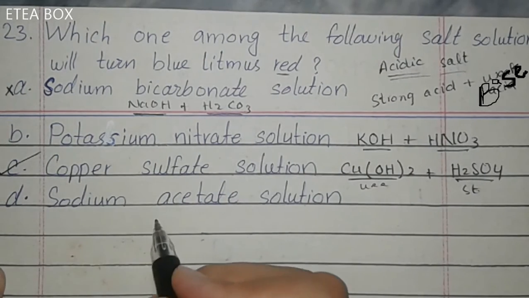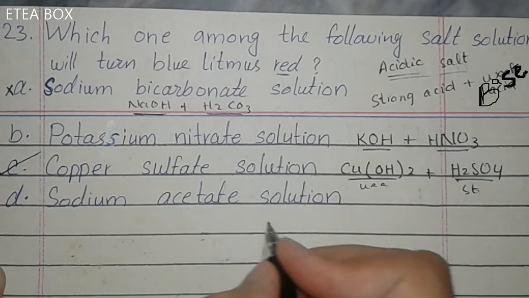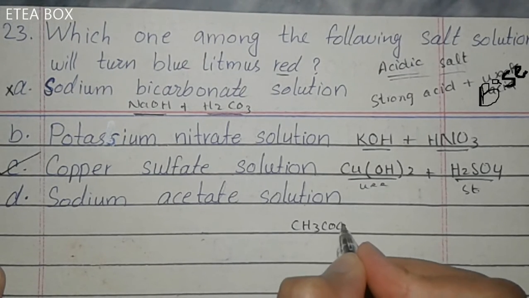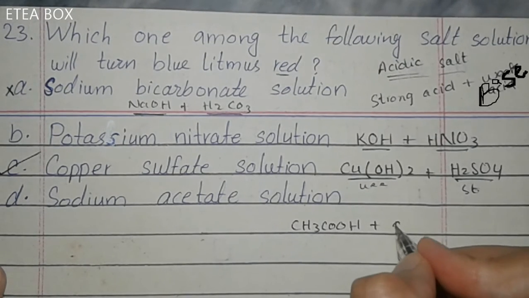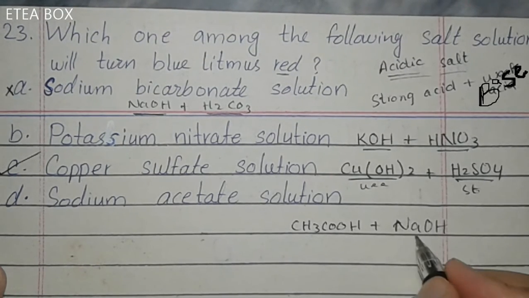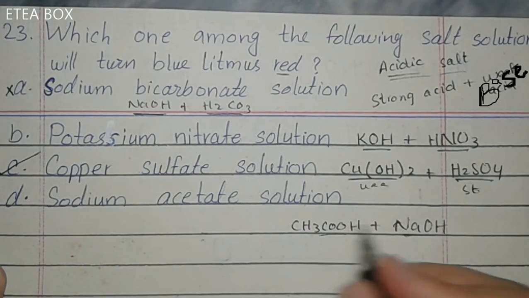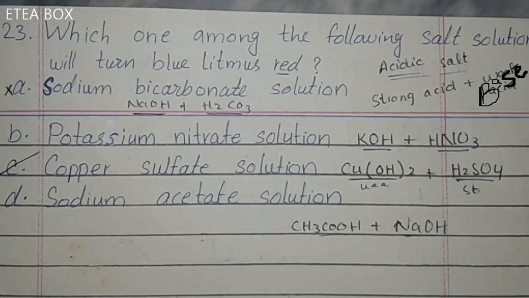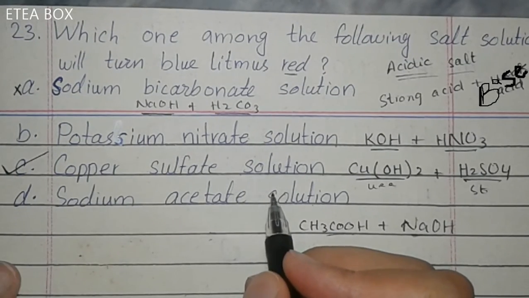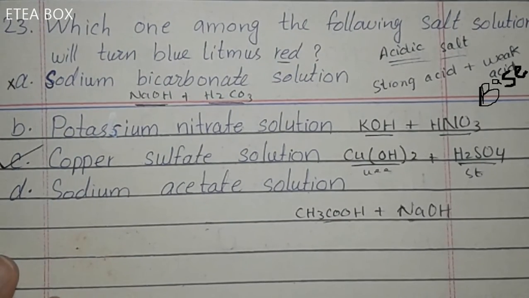Look at option D, sodium acetate. It is made up of CH3COOH plus NaOH. The base is strong and the acid is weak, so this is also a basic salt. So this will not turn the litmus paper red. Only copper sulfate solution will turn the litmus paper red. So here option B is correct.